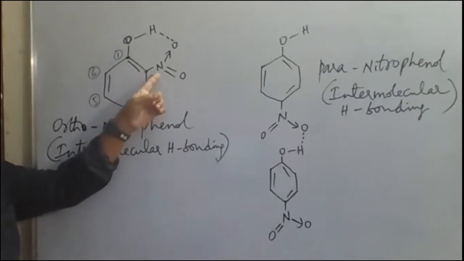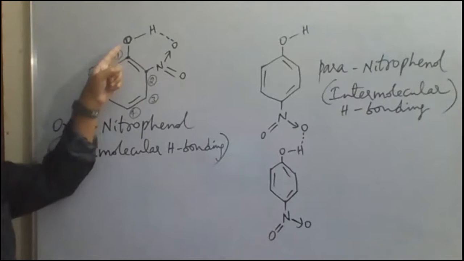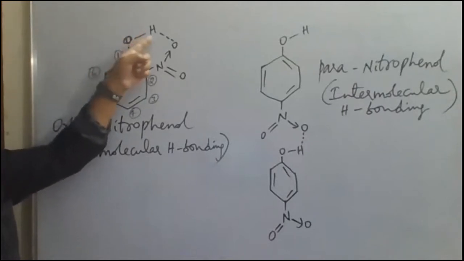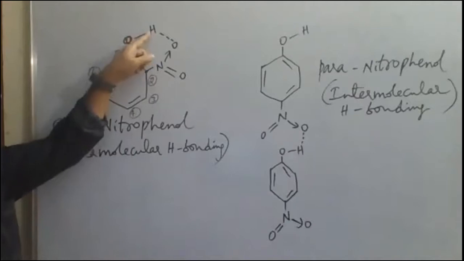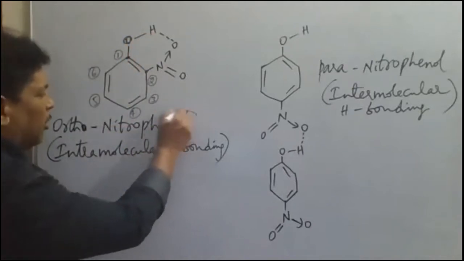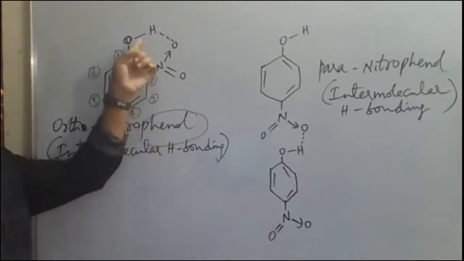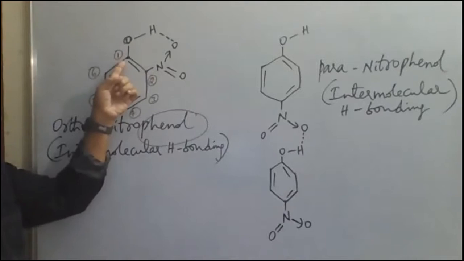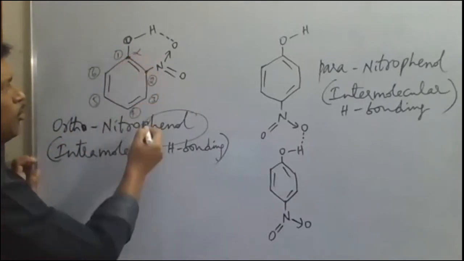Now at the second position, nitro is there, and at the first position, OH is there. The main functional group means the group of atoms which gives the main properties to the compound. When benzene has an OH functional group, it is called phenol. The benzene ring with an OH group is called phenol. So it is the main functional group, and the carbon where the main functional group is attached is also taken as the alpha carbon, I told you.